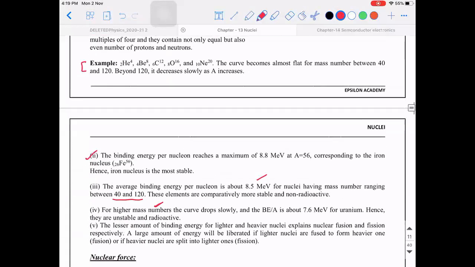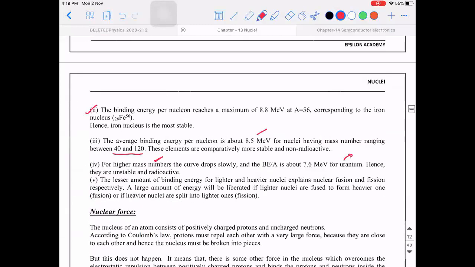The 236 is for uranium, and its binding energy per nucleon is 7.6 mega electron volt. Compared to the average binding energy of 8.5 mega electron volt, since 7.6 is less, uranium is one of the most unstable nuclei. Those unstable nuclei have a phenomenon called radioactivity, and such nuclei are said to be radioactive elements. Guys, are you able to understand the connection?